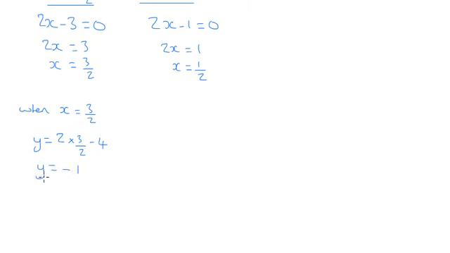So when x is 3 over 2, y is negative 1, and when x is a half, y is equal to 2 lots of a half, take away 4, which is 1, take away 4, which is negative 3. So that's my other y value.